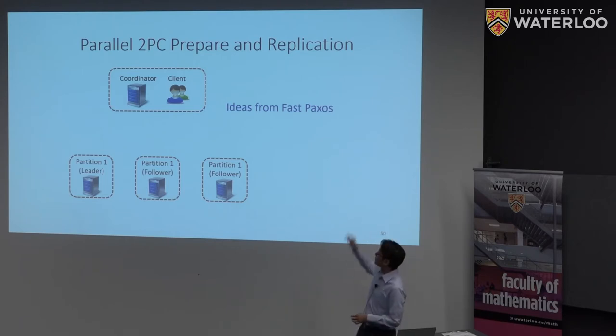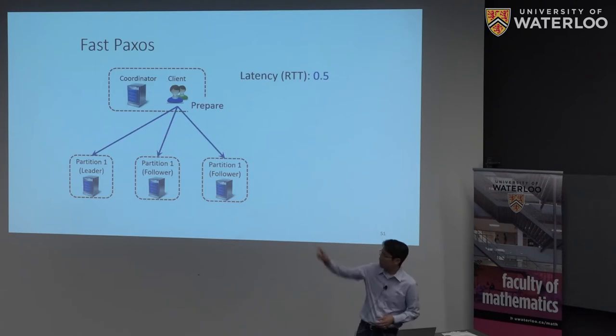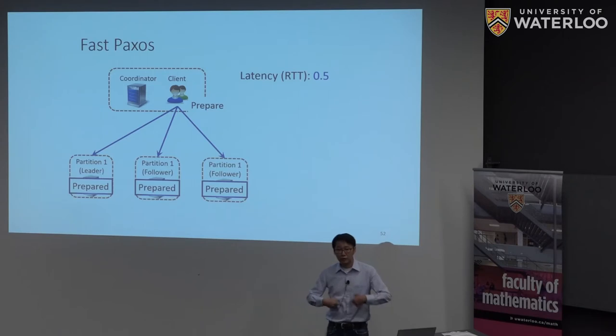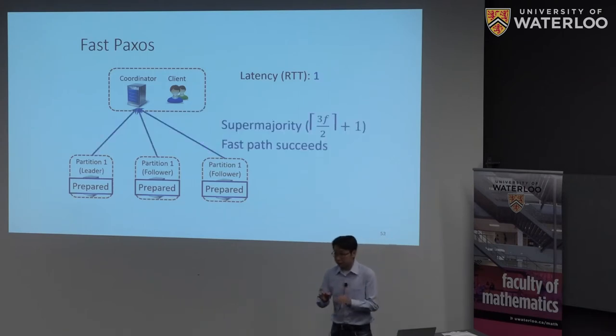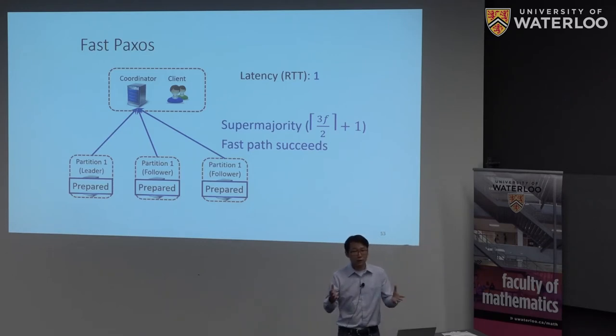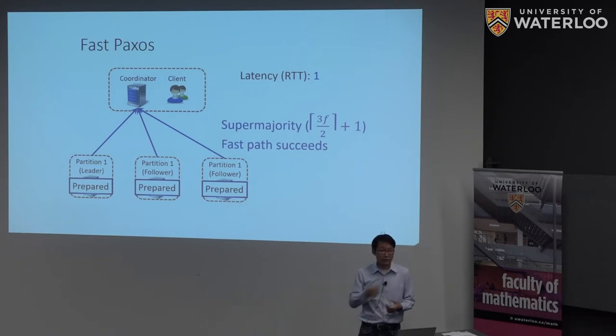Okay, so we're going to borrow ideas from fast Paxos. Instead of sending it just to the leader and then having the leader send it to the followers, it sends the prepare request to all of the replicas. Okay. And the replicas will all independently determine whether they can prepare the transaction. And if they all make the same decision, or not all of them, but if a supermajority of these nodes make the same decision, and that decision is sent to the coordinator, then both of these phases have completed. So we've finished performing our 2PC prepare. Okay? As long as a supermajority of these nodes agree on the same decision, we can do this entire operation in just one round trip.